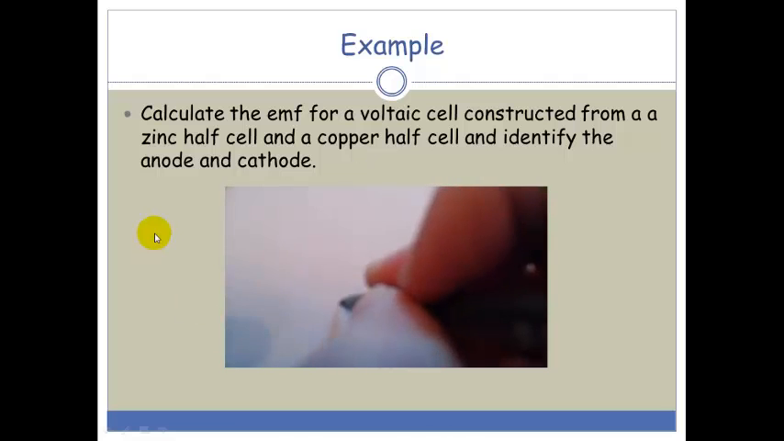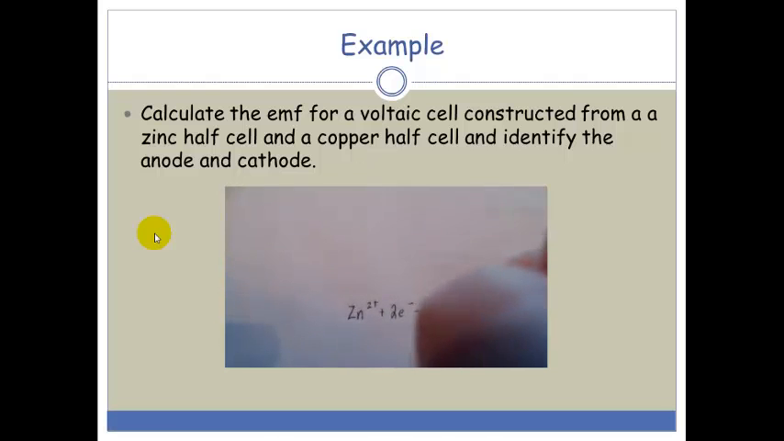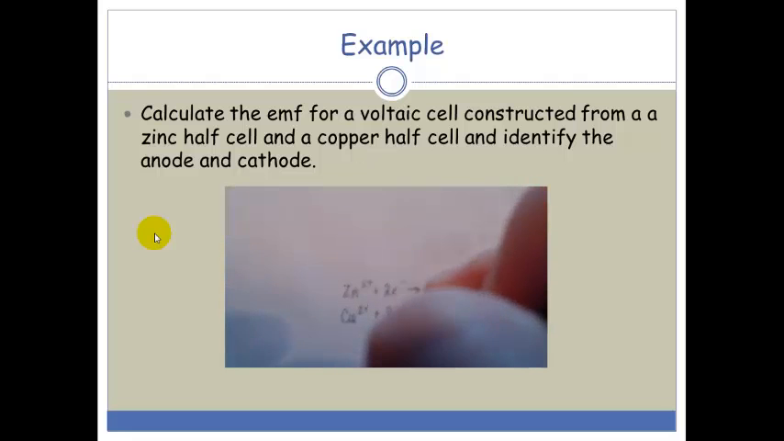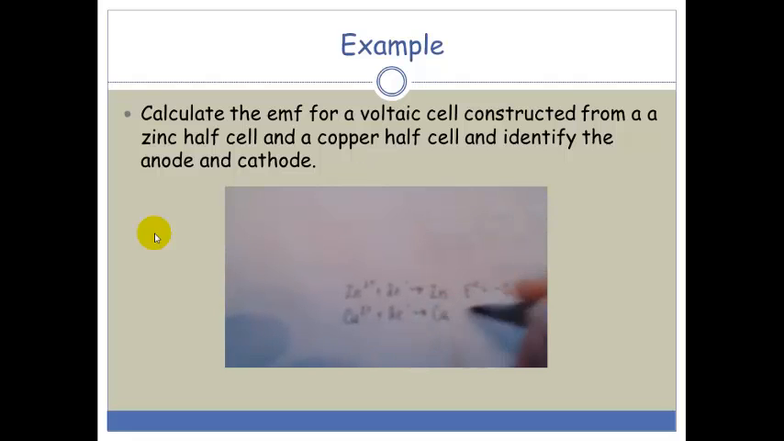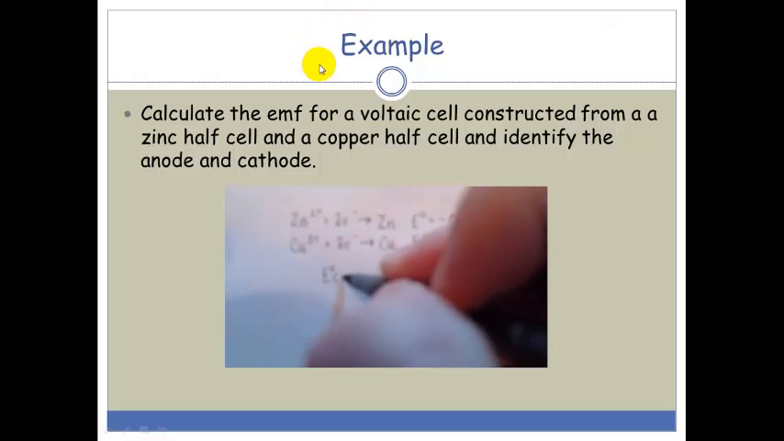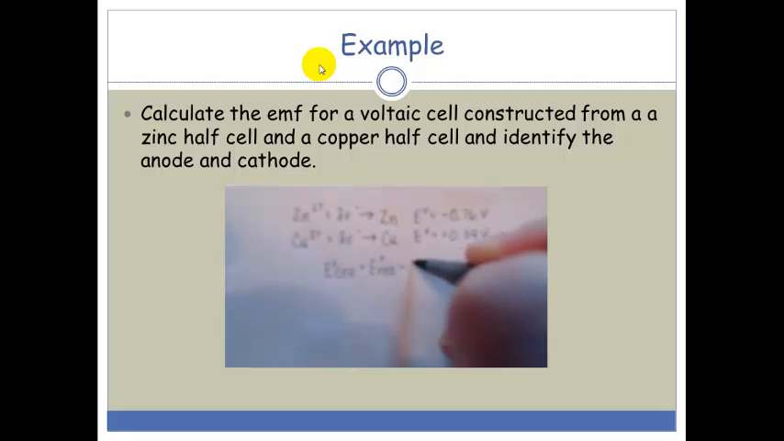So if we look at our chart of reduction potentials, we'll see that the reduction potential for zinc to be reduced to form zinc metal is negative 0.76 volts, and our reduction potential for copper is 0.34 volts. Now, whichever one is higher has the greater potential for reduction. So the copper is higher, so it's going to be reduced, and the zinc will be oxidized.